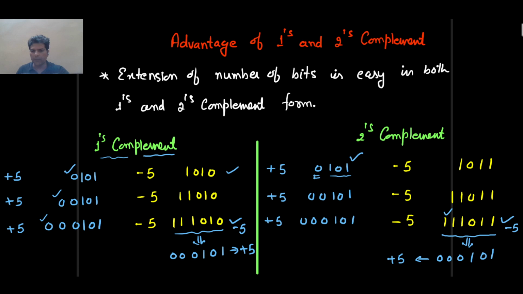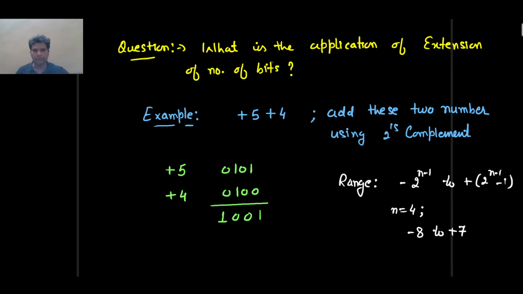So simply we have to check only the MSB. If MSB is 1, then it is clearly understood that the number is negative, and if the number is negative, then we have to take the complement to get the decimal value. Now the question arises: what is the need, what is the application, of extension of a number of bits?